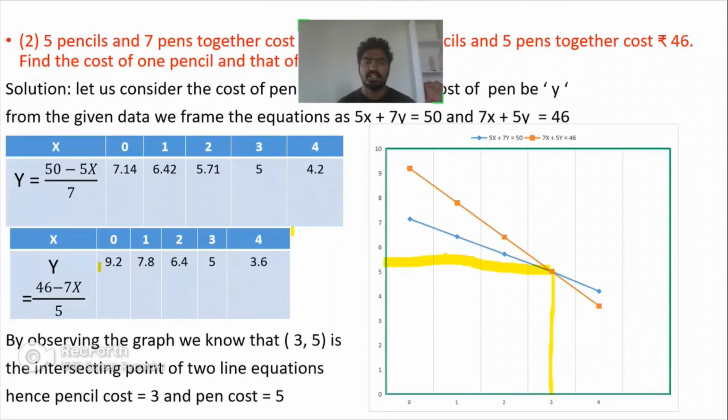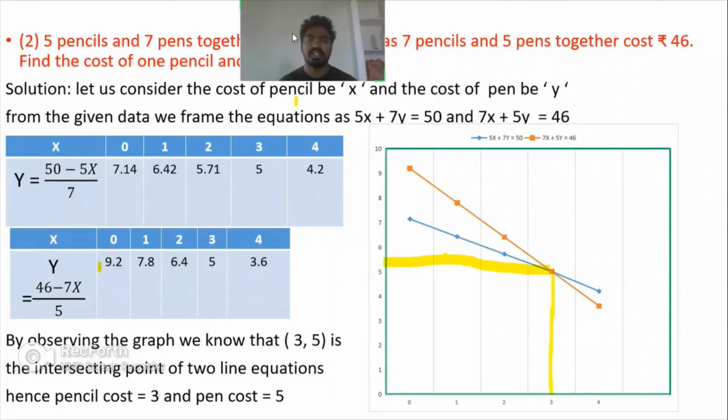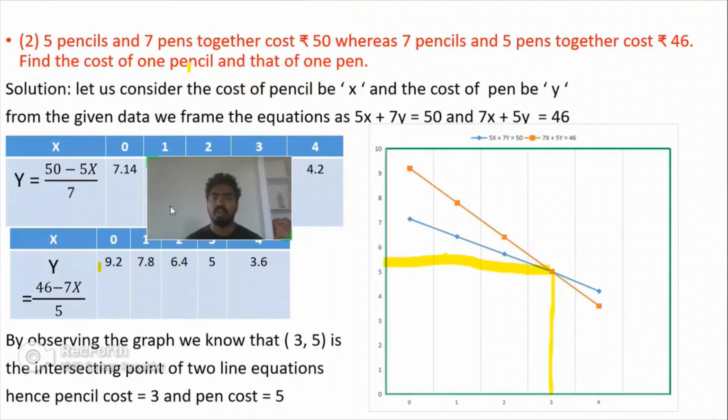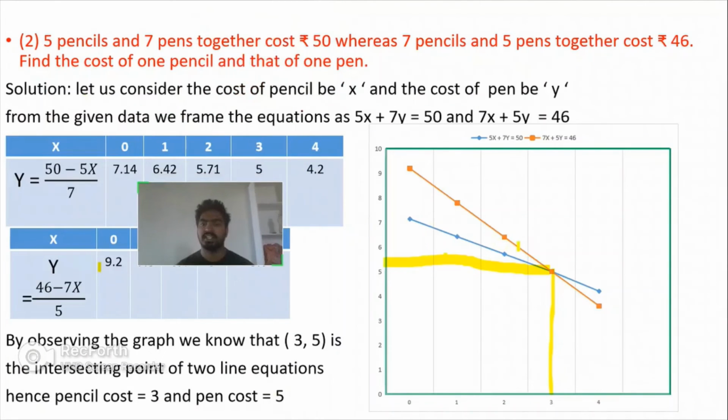Hence, by using the graph, we can clearly say that the cost of each pencil, which is represented with x, is the x coordinate of the point, that is 3, and the cost of a pen, which is represented with y, is the y coordinate of the point, that is 5. Hence we consider the pencil cost to be 3 rupees and the pen cost to be 5 rupees. To check whether the point obtained through graphical representation is correct or not, we substitute the values of x and y in the above two equations in order to see whether the equations are satisfied or not.